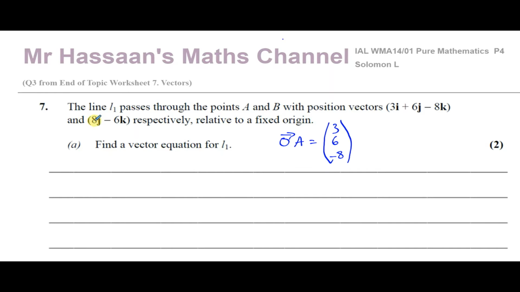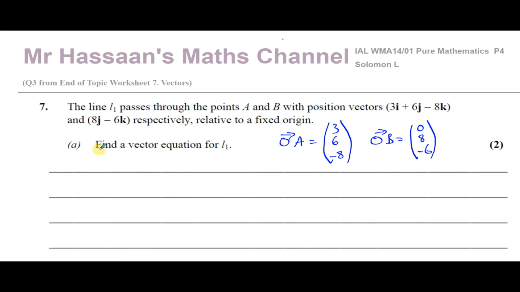We also know the second vector is a position vector of B, meaning from O to B. That's what position vector means, from O to that point. So we have 0 i's and 8 j's and negative 6 k's. We don't have to write the i's, j's and k's, just write the numbers in the right places. Okay, so that's what we have so far.